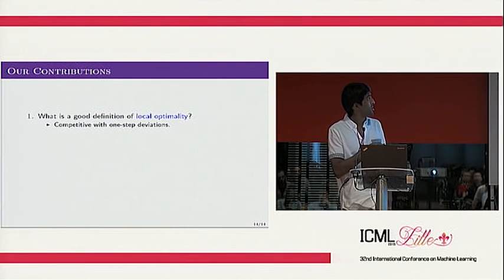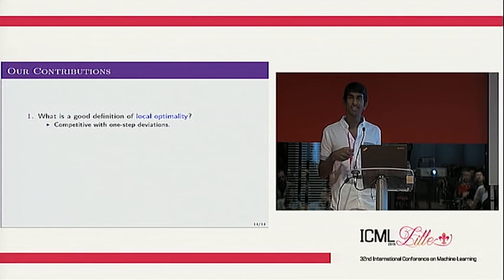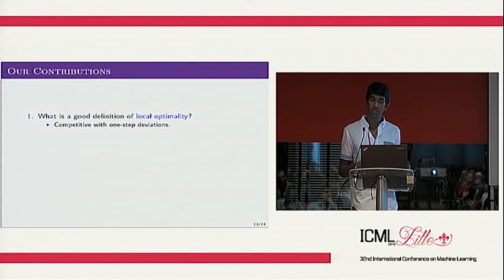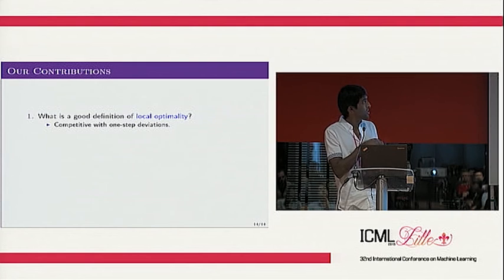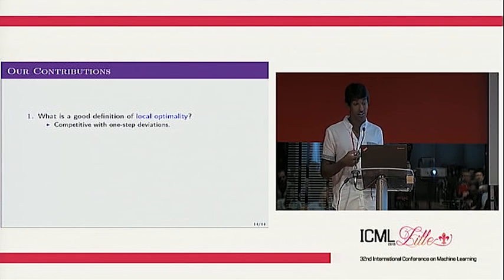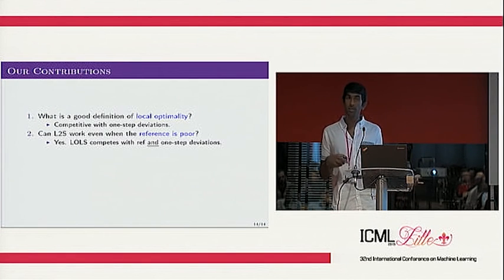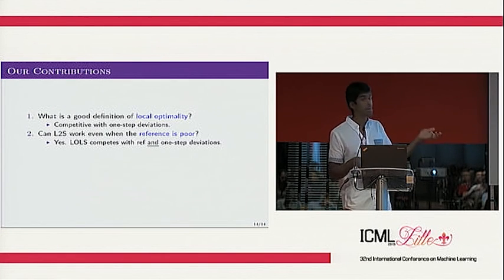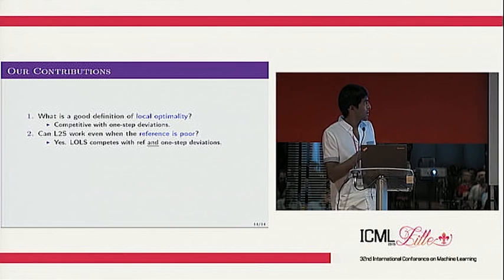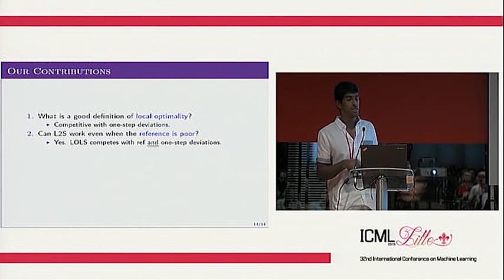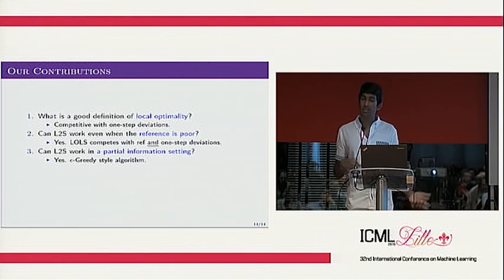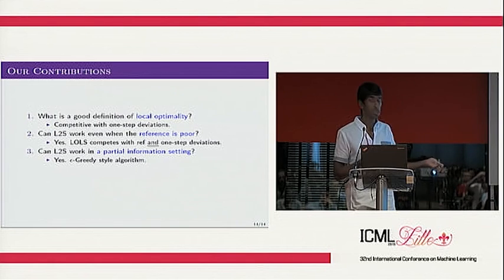Let me just highlight our contributions. So first, we describe what might be a good objective in this problem where you have a reference that might not be so good. And in particular, we give a definition of local optimality, which is these one-step deviations. And we'd like to be competitive with those. Then we give an algorithm that can be competitive with those. And this algorithm can work even when a reference is poor. So yeah, it can compete with references and one-step deviations. And finally, we show that this algorithm can work in the partial information setting with an epsilon-greedy style algorithm.